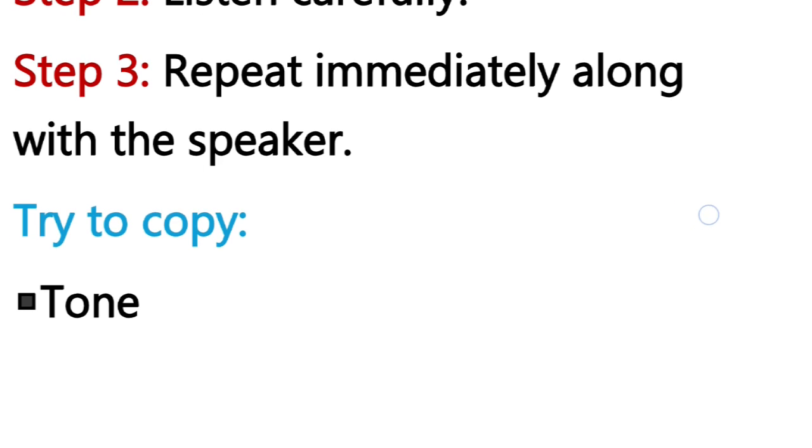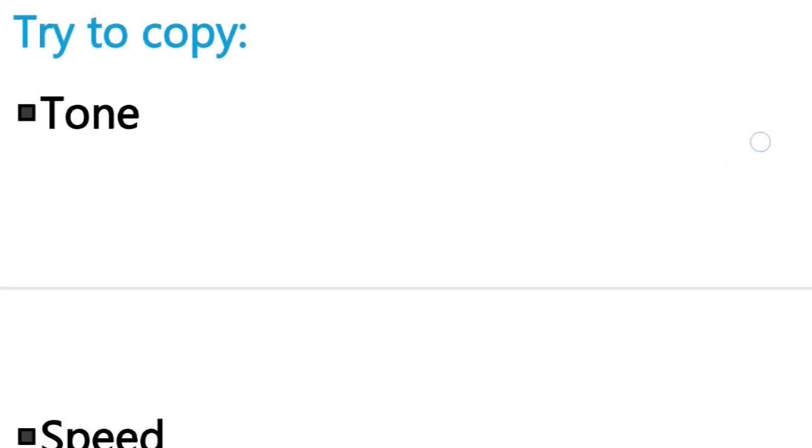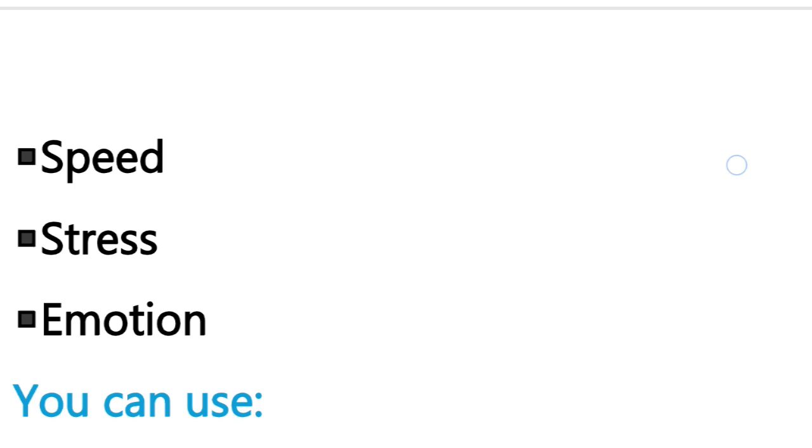with the speaker. Try to copy the tone of the speaker, the speed, how the speaker is speaking the sentence, the stress and emotions. Everything you have to focus on.